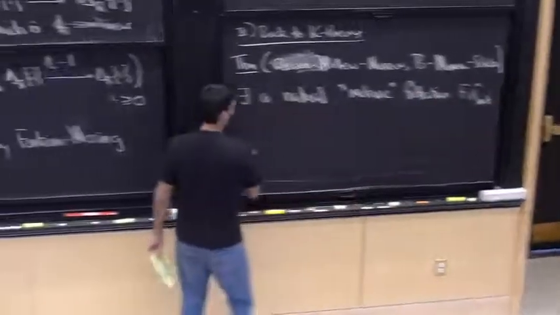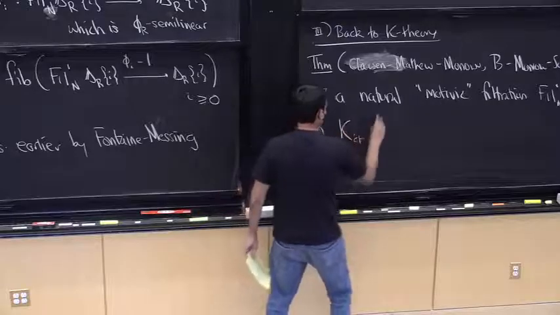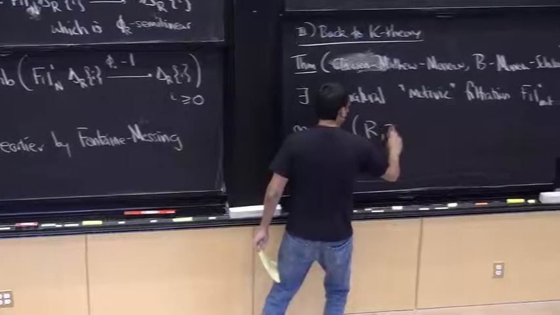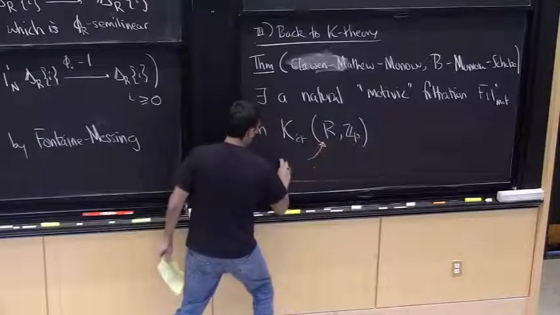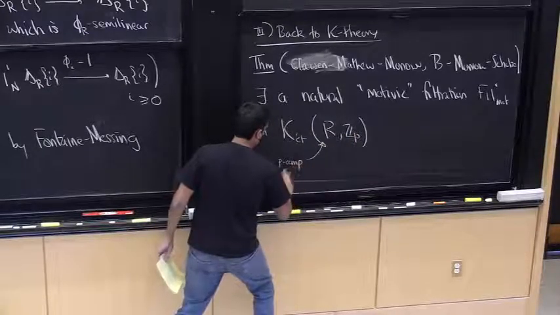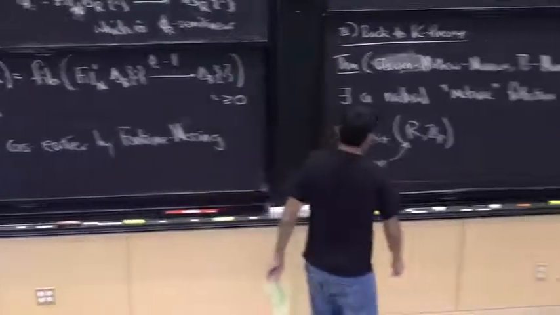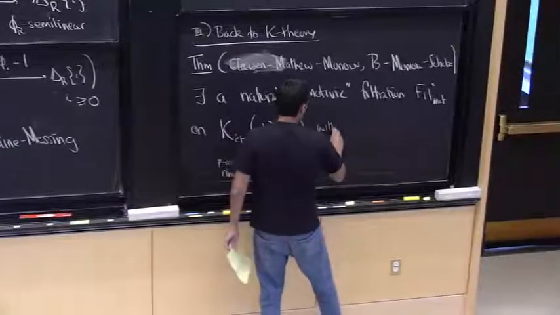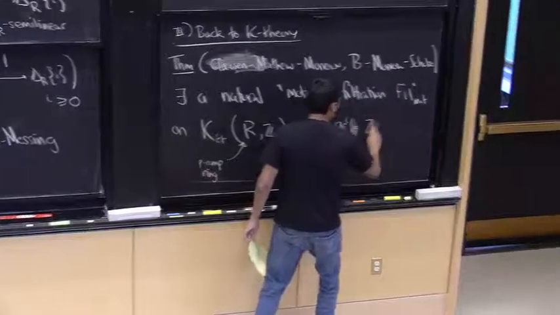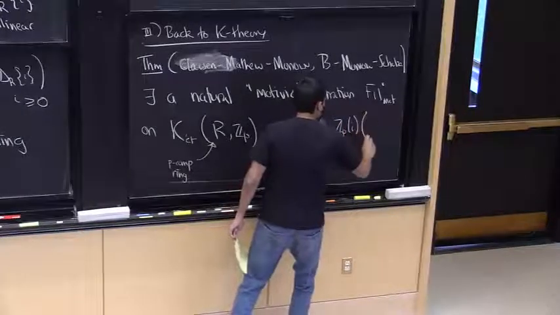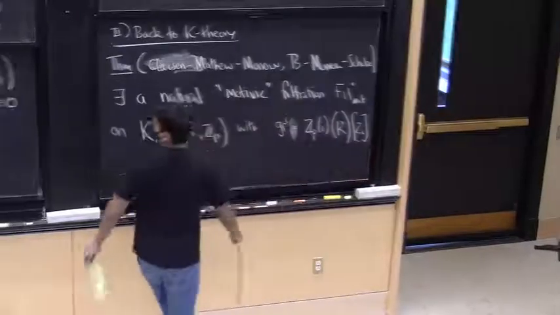On K-theory. I guess I didn't say what R is. This is a p-complete, commutative ring. With graded pieces given by syntomic homology, and shifted by 2i, just like in the theorems.